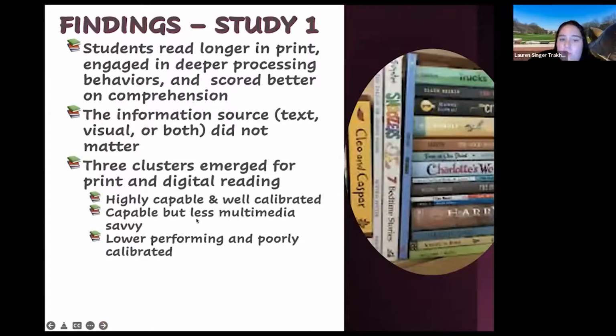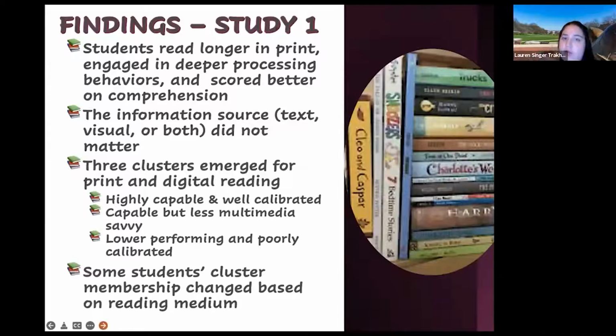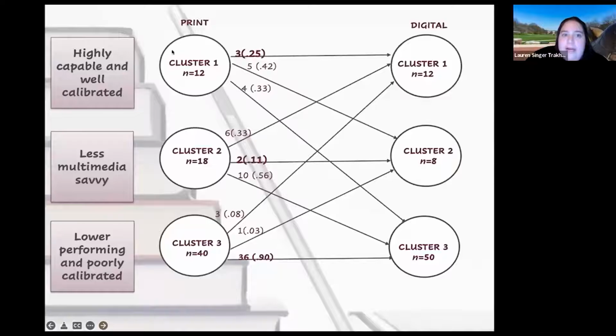But overall, they were 1, highly capable and well-calibrated readers. The second cluster was capable readers, but they didn't have that multimedia savvy. And the third group was lower performing and poorly calibrated. So unfortunately, struggling in both areas. Now, we found that some students' cluster memberships changed when they read in a different medium. So for example, someone who may have been in cluster 1, that highly capable and well-calibrated group for print, became less multimedia savvy as soon as they moved to digital.